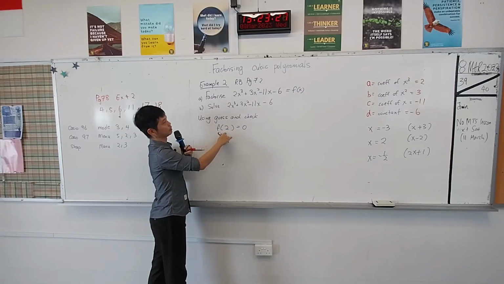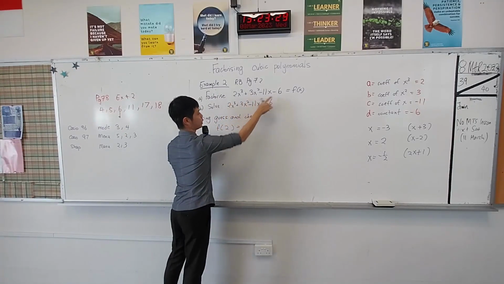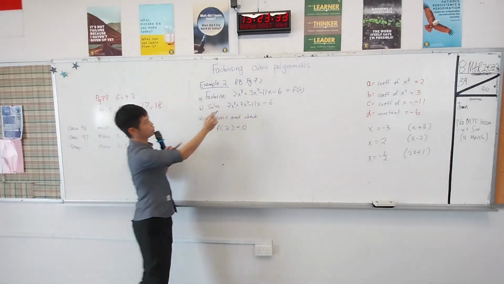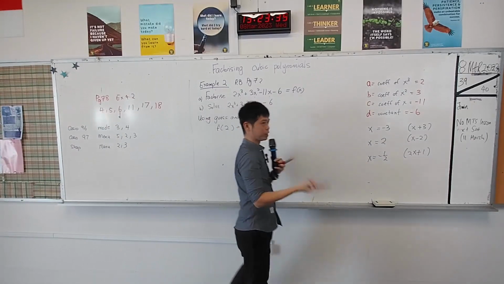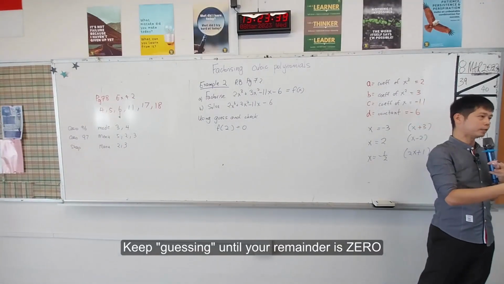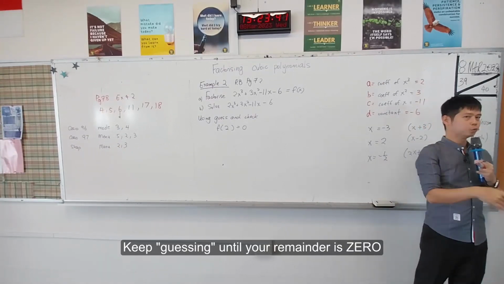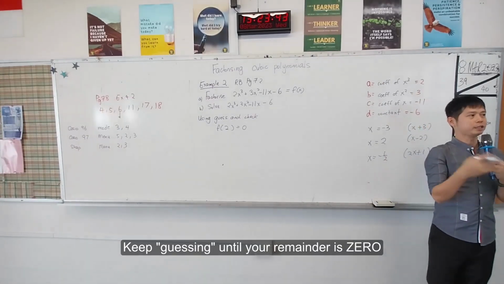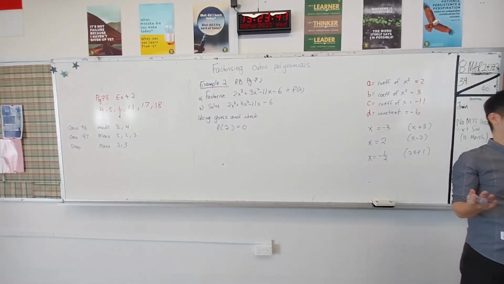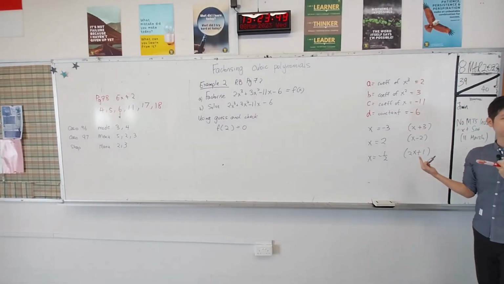If I sub in 2, can you sub in? You realize you get 0? You try, if you don't believe me. You sub in 2 here, you should get 0. That means this is now guess and check. I guess 1, negative 1, 2, negative 2, 3, negative 3. I just keep guessing until I get it. But like I said, in the whole of Singapore, nobody guesses one by one. They use this method first.